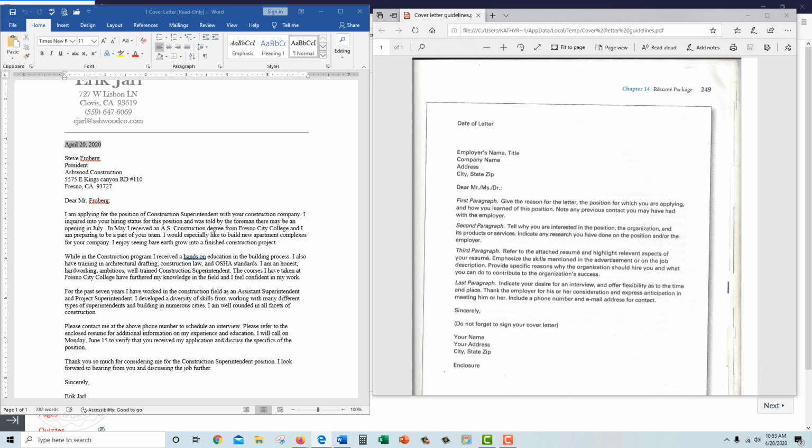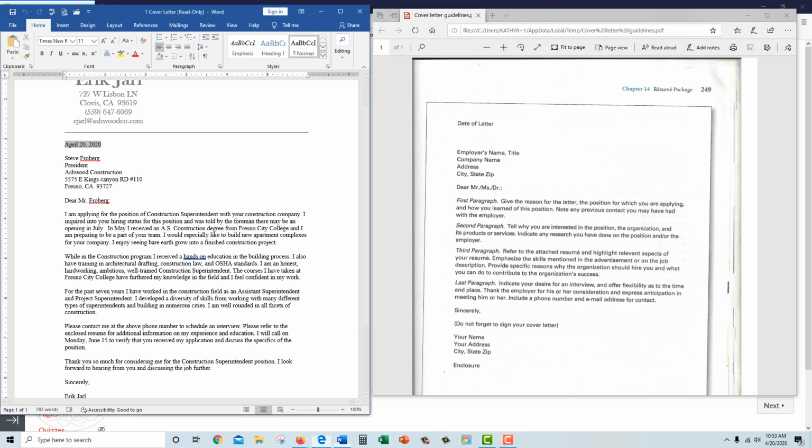I had a student one time who was applying to Budweiser, and they said, I'm applying here because I like the beer. Well, that's not really a good reason to apply for a job, so please don't use something like that. The third paragraph should be your reference to your resume that will be attached eventually.